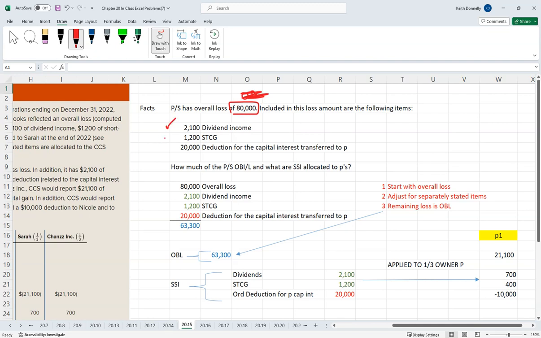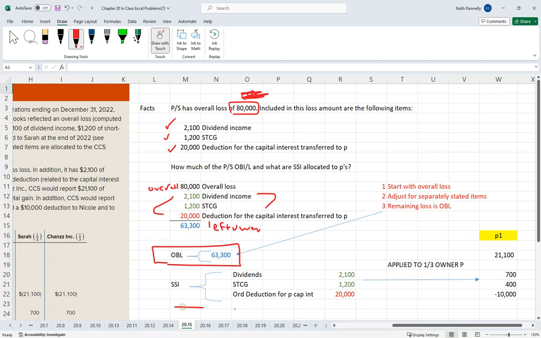We have some income, we have some short-term capital gains, and we have a deduction for a capital interest that we gave to a service partner. The idea with this is you start with the overall amount. You back out these separately stated items. Whatever the leftover is, that's going to be the ordinary business loss.